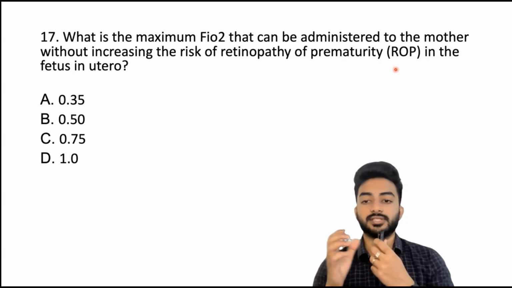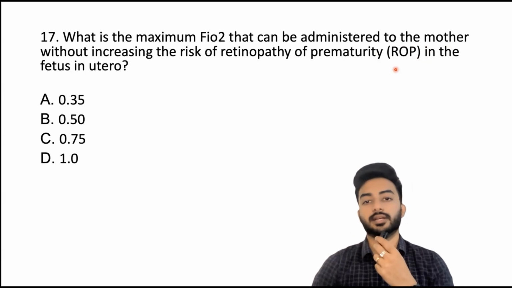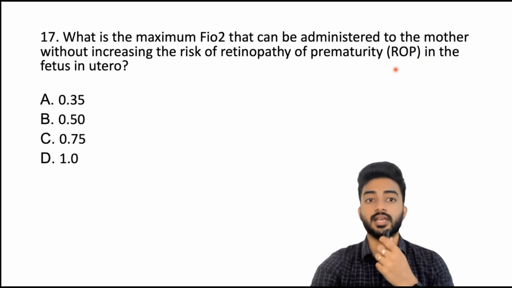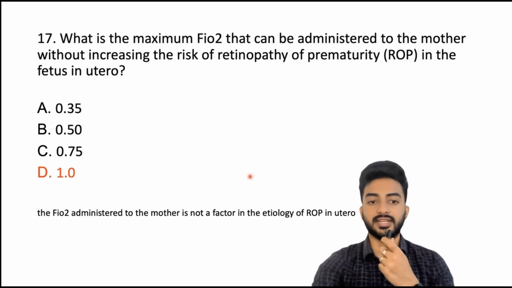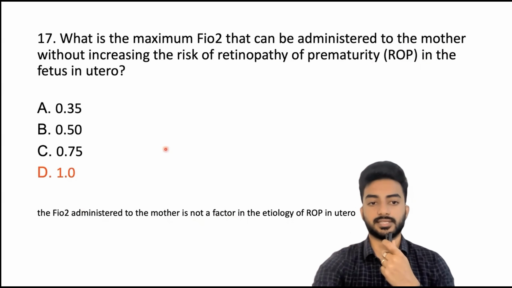If you are administering 100% FiO2 to a newborn, then it will cause retinopathy of prematurity, ROP, another condition. But if you are increasing it in the mother, then it won't have any side effect in the fetus. That is, FiO2 administered to the mother is not a factor in the etiology of ROP in utero. So this line is taken from Smith's pediatric anesthesia.